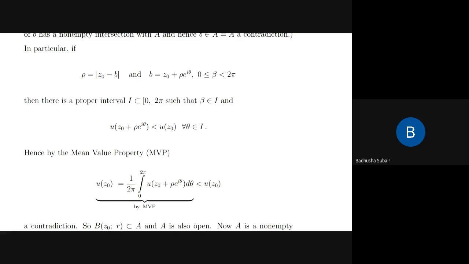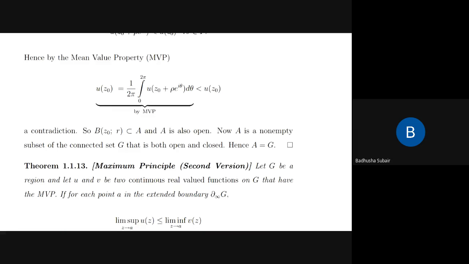Since we have assumed that B closure of z naught, R is not a subset of A, the only possibility is B closure of z naught, R is a subset of A, which implies A is open. Since G is connected, A cannot be a proper subset of G. Therefore, A is equal to G. That is, for all points in G, u of z is equal to u of a is satisfied, which implies that u is a constant function.